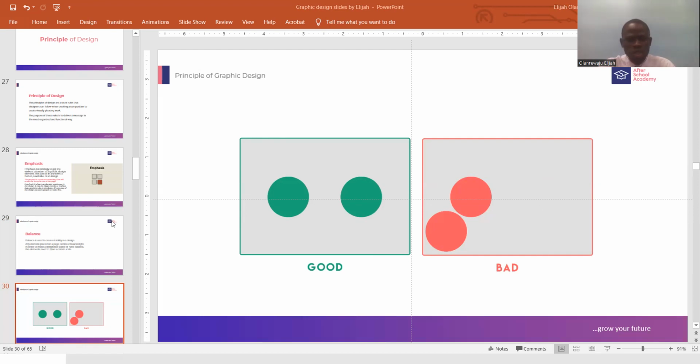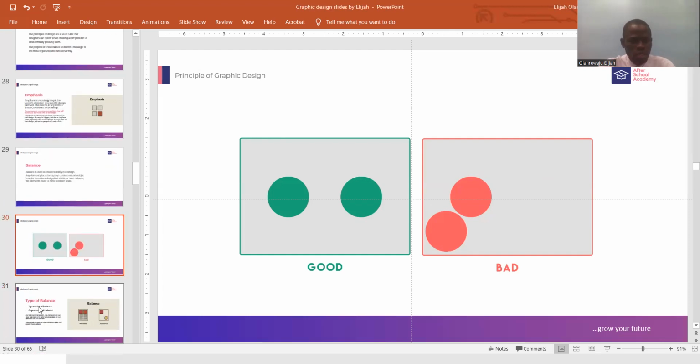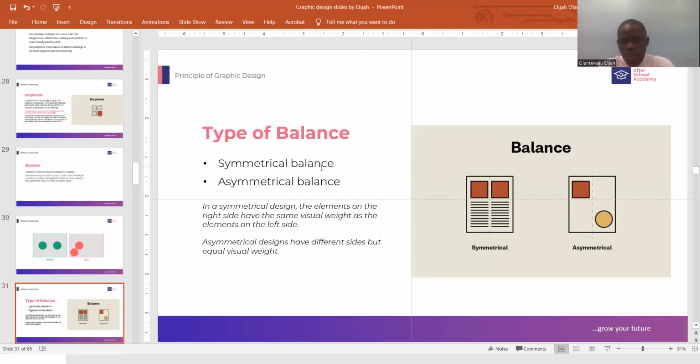So now, of course, we have two types of balance in design. We have symmetric and we have asymmetric. So let's check it out. We have symmetrical balance and we have what? Asymmetrical balance. So now in symmetrical balance, the elements on the right side have the same visual weight as the elements on the left side.